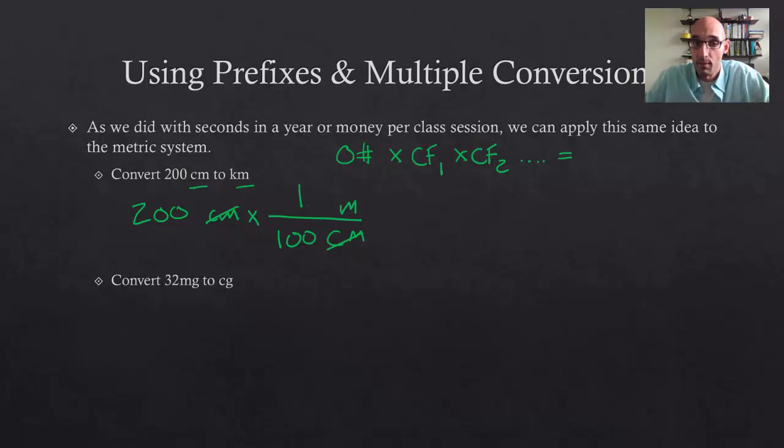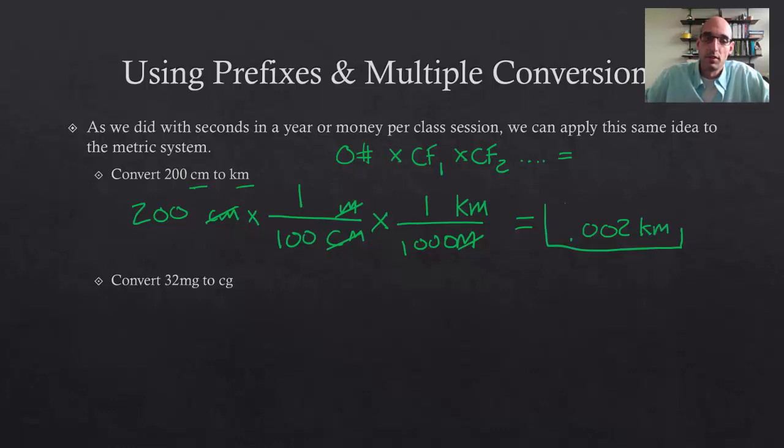We're looking for kilometers. Do I know meters to kilometers? I absolutely do. Meters on the bottom, kilometers on the top. 1 kilometer is equal to 1,000 meters. Meters cancel, and we should end up with our answer. So it's going to be 0.002 kilometers. You can check it if you want to, but it's right. There we go.